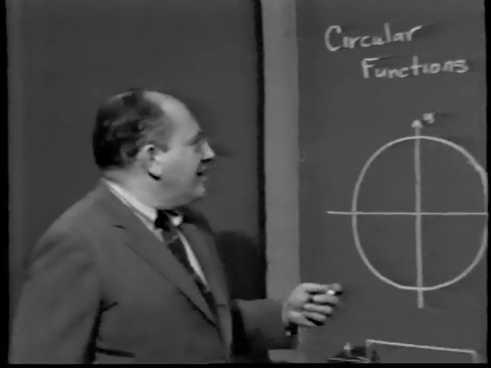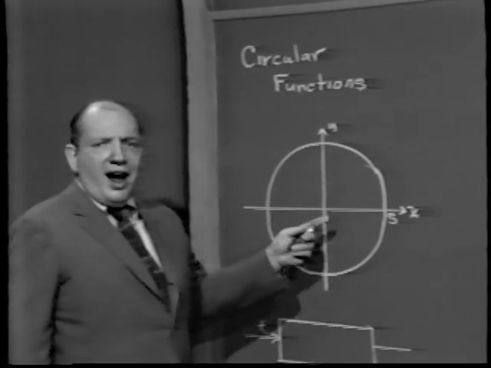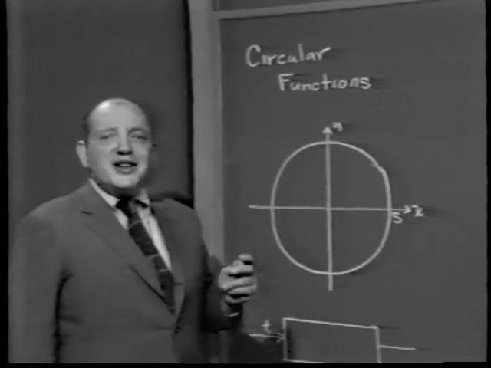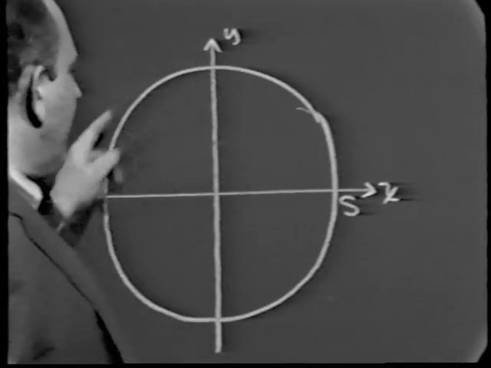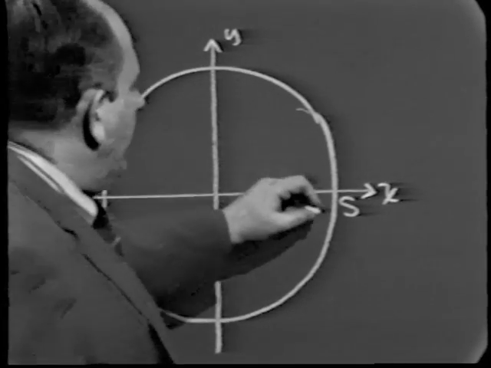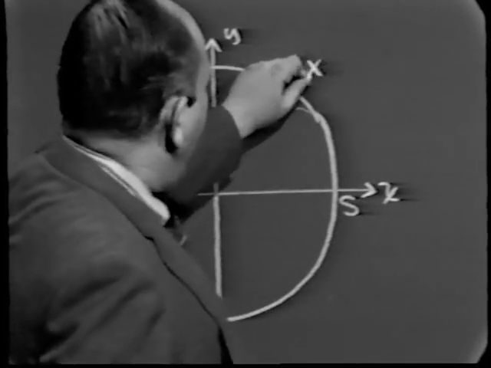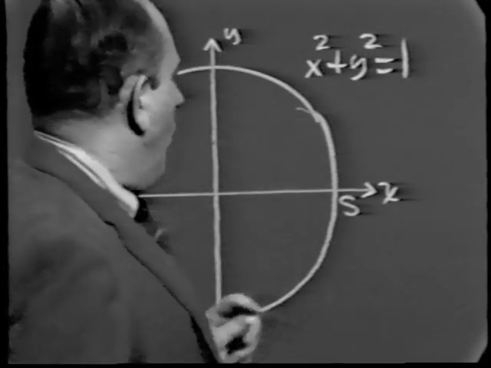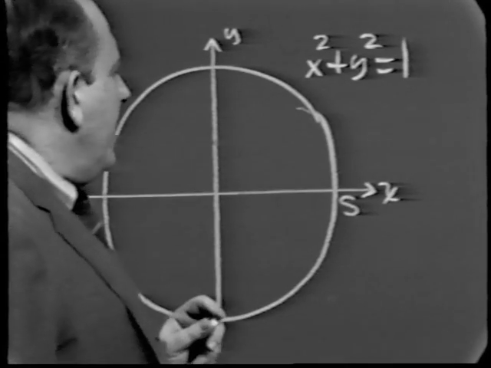Let's imagine that I say circular functions to you. I think it's rather natural that as soon as I say that, you think of a circle. And because you think of a circle, let me draw a circle here, and let me assume that the radius of this circle is 1. In other words, I have the circle here, x squared plus y squared equals 1.